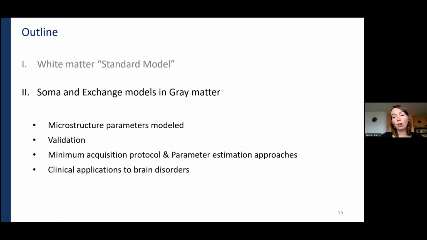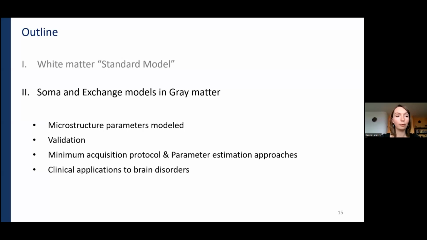Okay, so now in the time that I have left, I will try to move to gray matter. So this is, of course, much newer in the community. So people are gradually getting really, really interested in estimating gray matter microstructure. But we're sort of following the same steps that we tried to follow for white matter for a few years.